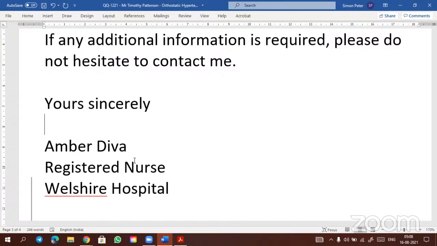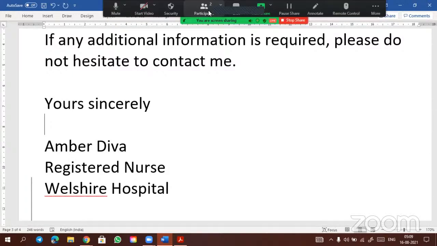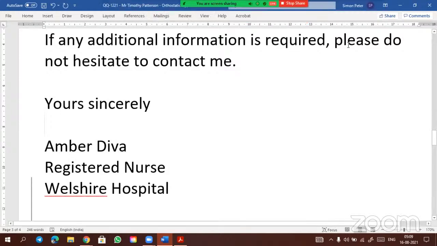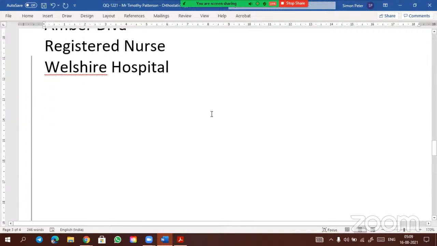Amber Diva. Here is the patient. Okay. You are Amber Diva. Okay, Amber Diva, registered nurse, Welfare Hospital. Amber Diva, registered nurse, Welfare Hospital. And Welfare Hospital is where? Same hospital. Okay, fine. So that is how your letter is corrected.